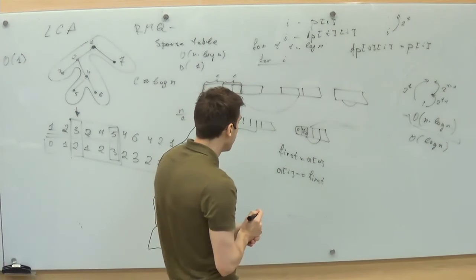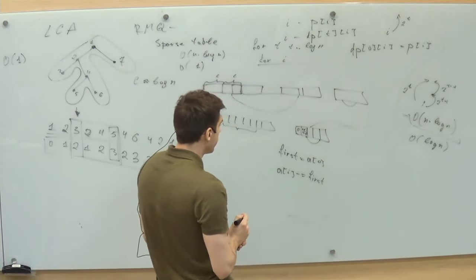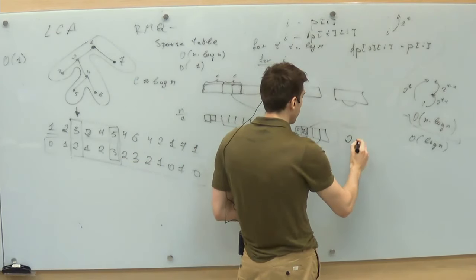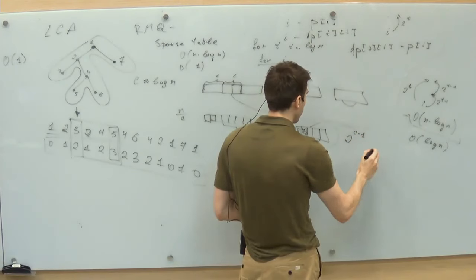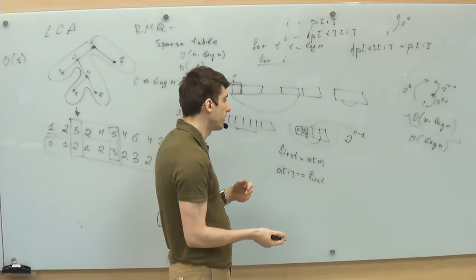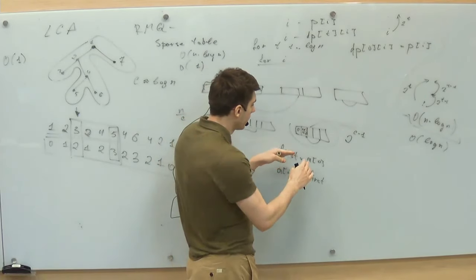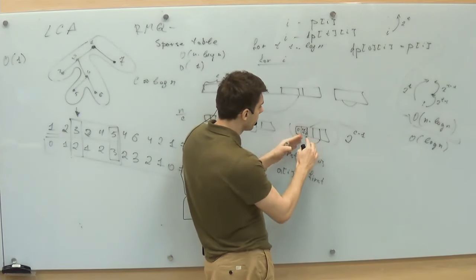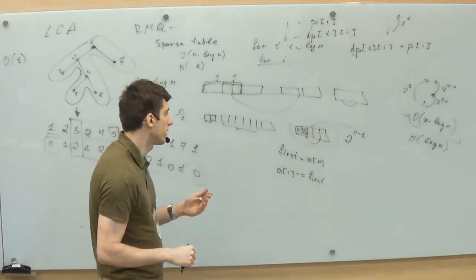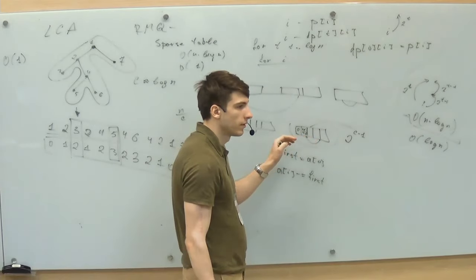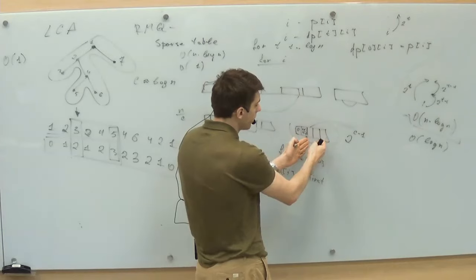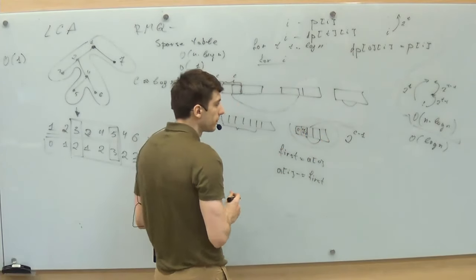So the next interesting thing you can notice is that there are only 2 power c minus 1 different blocks, if we consider the blocks equal if they have the same sequence of plus 1s and minus 1s. And only this defines what the minimum would be for any query, for any small query inside this block.